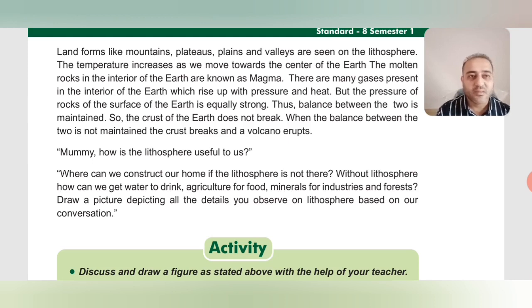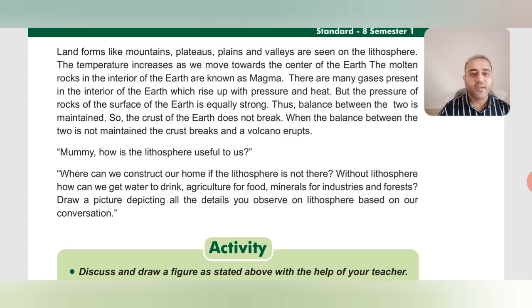Okay, so it is given that there is a pressure of rocks on the surface of the earth, and there is a pressure of the gases, which are both in balance, right? If the balance between both breaks, that is, if the pressure of the gases increases, then it will try to push the surface of the earth upwards, and the layer of the earth which is in balance will break up, right? So many times we experience events like earthquakes also. Thus the further line says the balance between the two is maintained, so the crust of the earth does not break. When the balance between the two is not maintained, the crust breaks and a volcano erupts. Okay, so that is about the lithosphere.